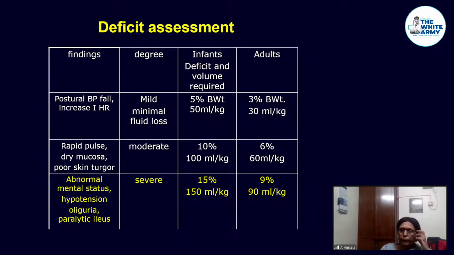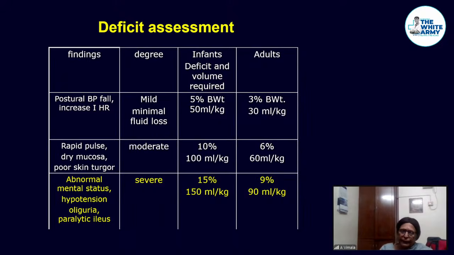That is postural BP fall: BP taken after 2 minutes, a systolic BP fall of 20 and a diastolic fall of 10 makes it postural BP fall. This is suggestive of minimal fluid loss. In children, it is 5% of the body weight, whereas in adults, it is only 3% of the body weight. So if the assessed fluid loss is only around 3%, the deficit fluid replacement should be 30 ml per kg. So the mild hypovolemia can be picked up only by a postural hypotension and postural tachycardia. And in adults, it should be 3% of the body weight or 30 ml per kg.